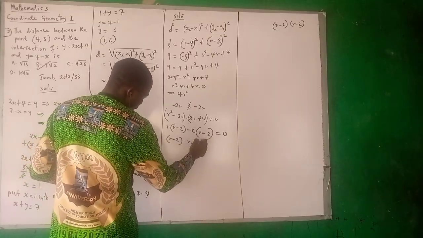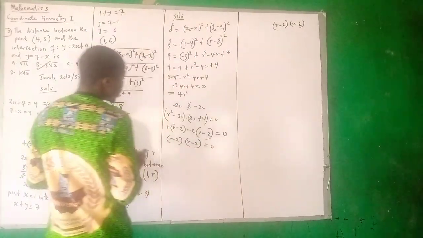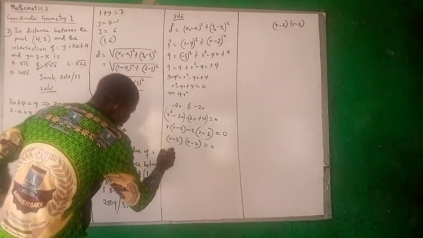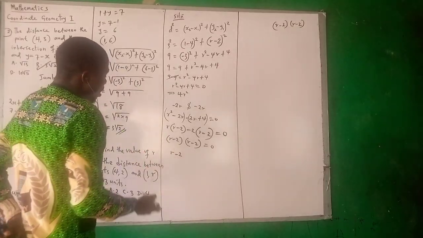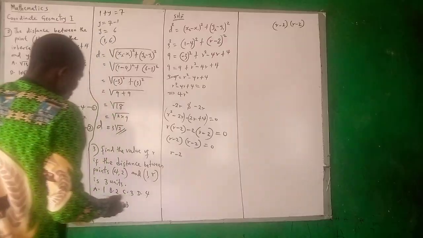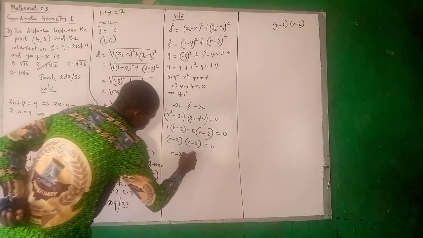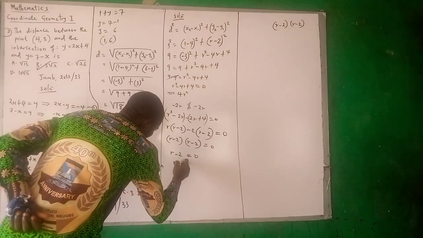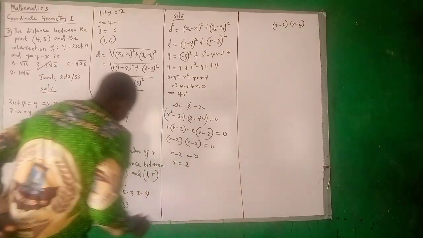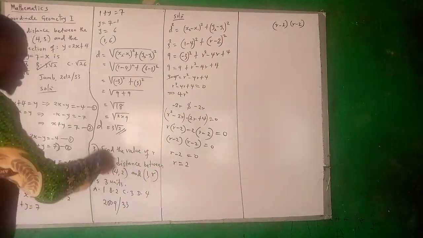R minus 2 is equal to what? Equal to 0, right? What this means is that r minus 2 equal to 0, which means that r is equal to 2, because they are the same thing.